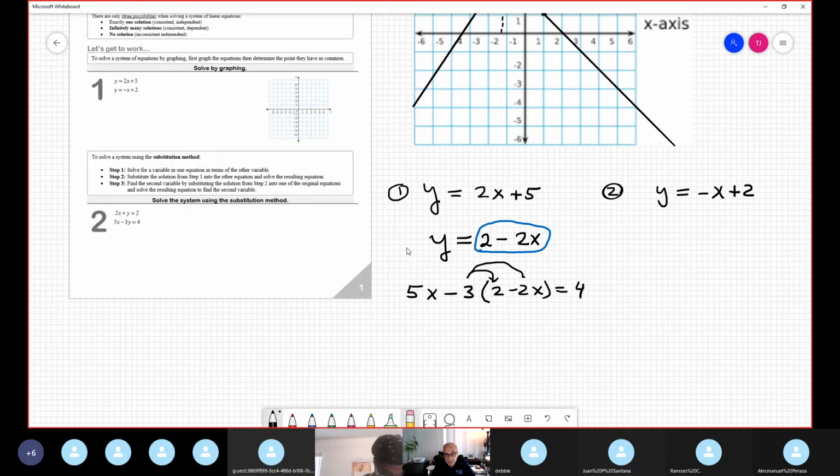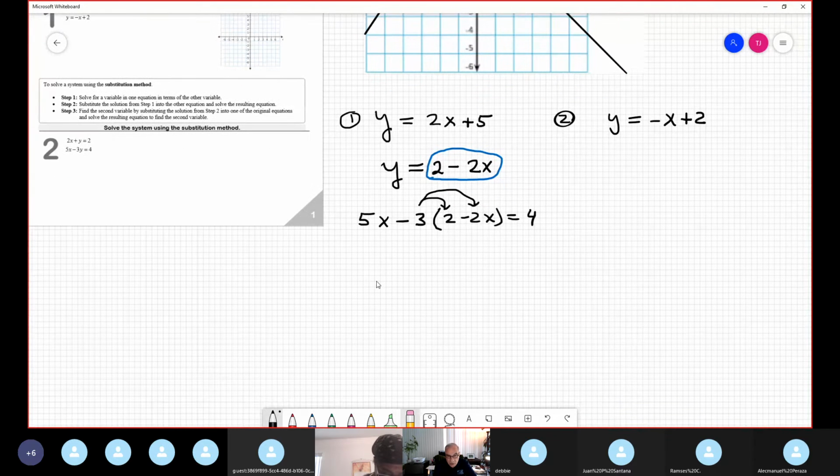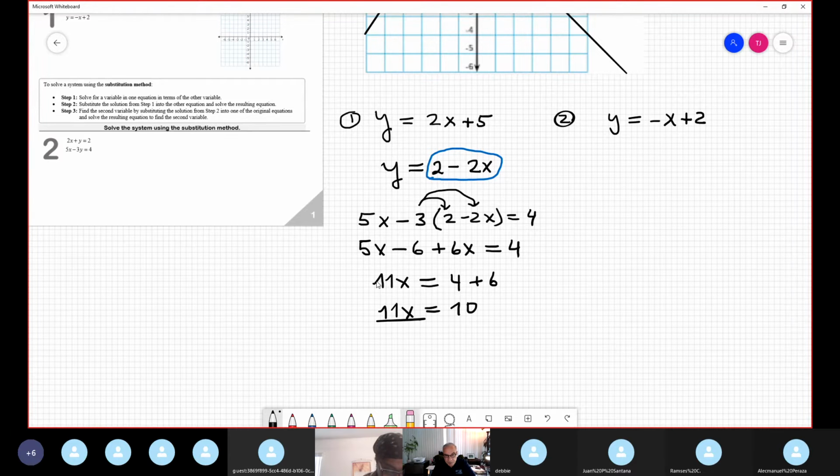Okay, distributive property, then solve the linear equation that contains only one unknown. It's x in that case: 5x minus 6 plus 6x equals 4. We combine like terms, 5 and 6 together is 11x. And on the right hand side we have 4 plus 6, which gives 10. Divided by 11, x is equal to 10 over 11. In this case, we cannot simplify more. There is no common factor.